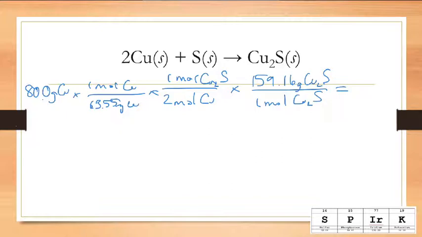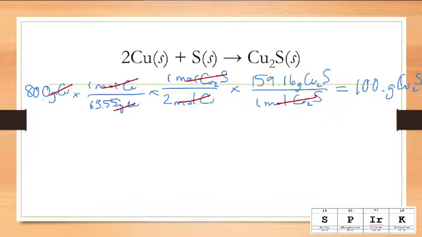So now we can go back through and check our work. All of our units are canceling out the way we want them to, so we must have set this up correctly. And we punch this into our calculator. Remember, we want 3 sig figs because of the 80.0. So we're going to get 100, and make sure you have that decimal point there. So what this tells us is that when we use up all of 80 grams of copper, we will produce 100 grams of copper 1 sulfide.